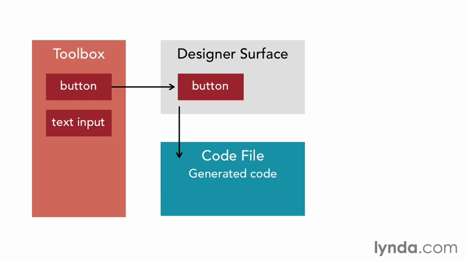At the same time, the designer generates some text and places it in the file. Usually this generated text is code, but sometimes it is XML or other text formats. When you modify the item in the designer, for example, moving the item to a new location, the designer modifies the code in the text file.